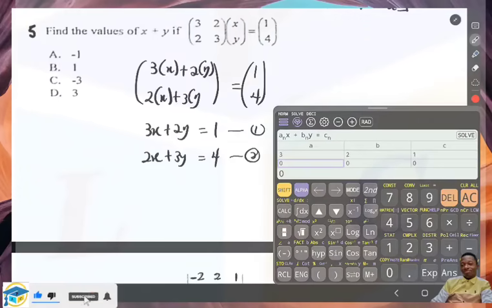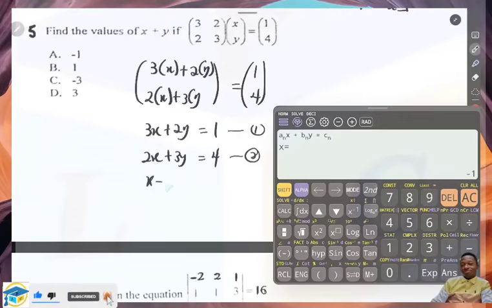Then second part 2, we have what? 2. Okay. And 3 for the y. And then 4 for the c. So once you are done with the entries, you just press the equal to sign. And you get your first value of x to be equal to -1.